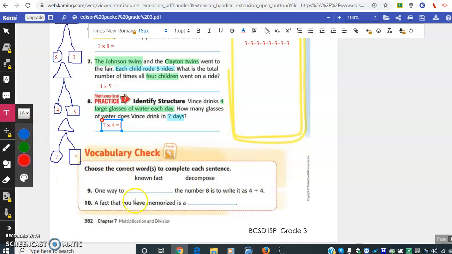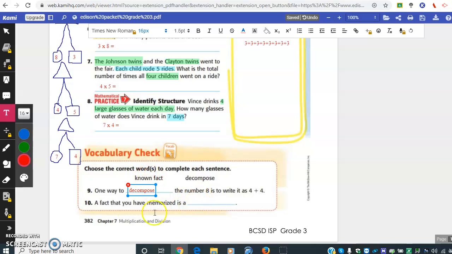So let's look at these sentences. One way to blank the number 8 is to write it as 4 plus 4. I'm taking the number 8 and I am breaking it down. And when you break down a number into its parts, and it doesn't always have to be doubles, I could have broken it down into 5 and 3, or 1 and 7, or 2 and 6. It doesn't matter. If you're breaking a number down into smaller parts, you are decomposing. So the word we want for this sentence is decompose. One way to decompose the number 8 is to write it as 4 plus 4.